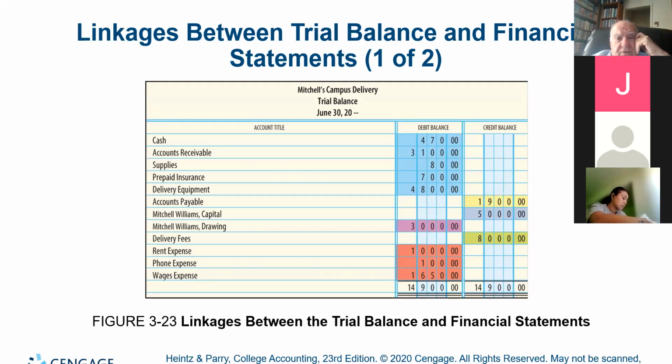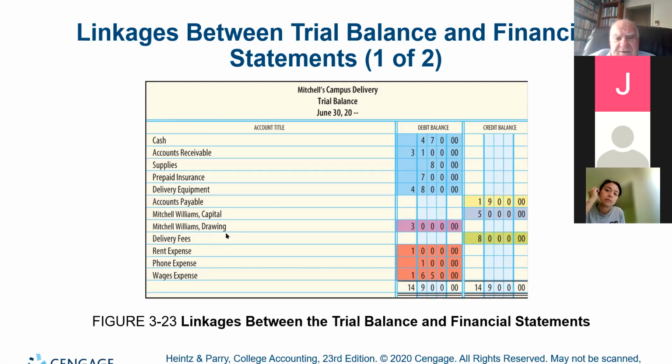Now, remember I told you that the trial balance runs in a particular order: assets, liabilities, equity, sales, revenues, and expenses. You see where it says delivery fees? I would get in the habit of drawing a horizontal line above it. When you're doing a problem, draw a line above delivery fees.